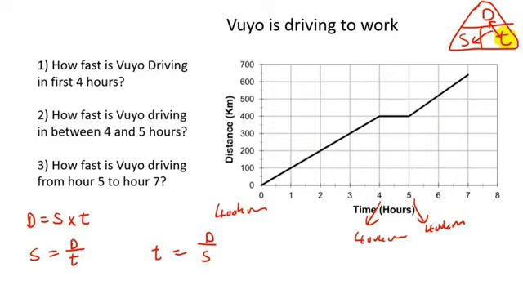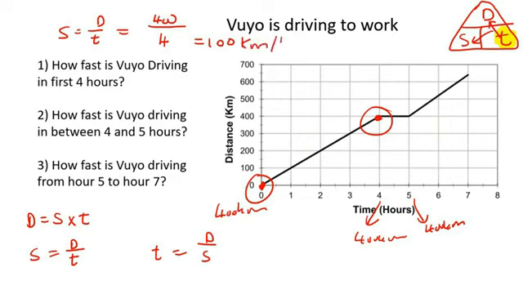So in the first 4 hours, how far has Vuyo gone? Vuyo has driven 400 kilometers. So speed is equal to distance over time, which is 400 over the time, 4 hours. 400 divided by 4 is 100. The units of speed will be kilometers per hour, since we have kilometers and hours. Okay, so that's the first question.